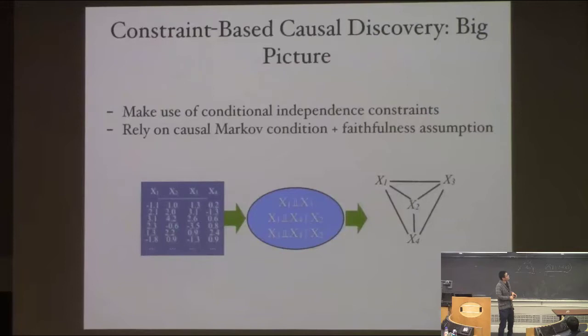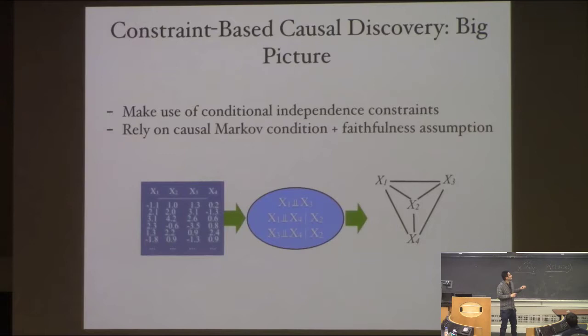To summarize, the method makes use of conditional independence constraints. So you have data. From data, you can discover independence and conditional independence constraints. And then you want to find a DAG or a set of DAGs that satisfy those constraints. That's it. First of all, you assume the Causal Markov condition. This is clearly acceptable, right? This is a property of the graph, the Causal Markov condition.